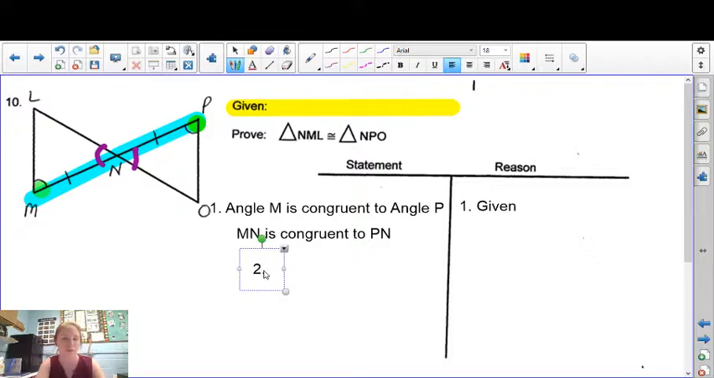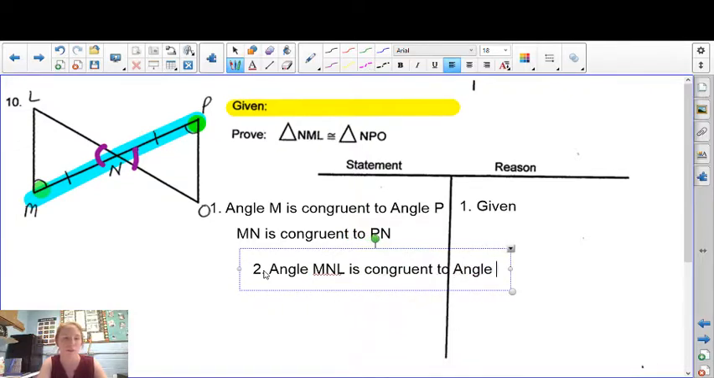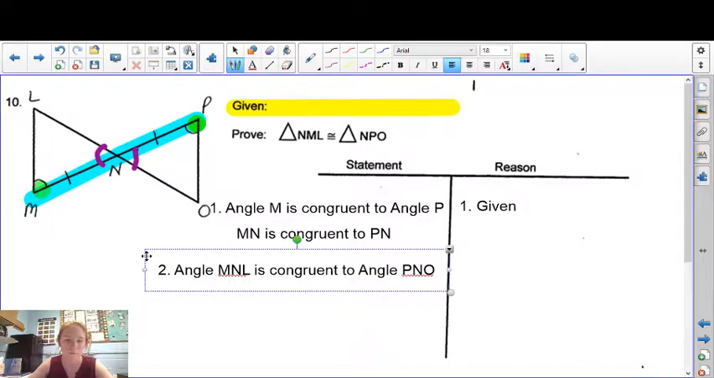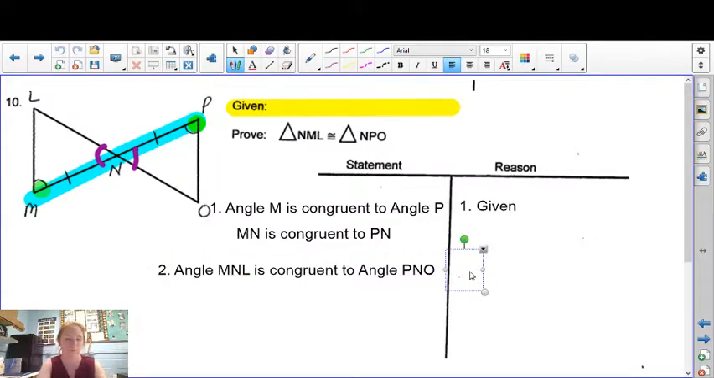So for 2, I'm going to say angle, and I can't say angle N because there's lots of stuff going on in N. So I'm going to be strategic and go based on what I already have being equal. Angle MNL is congruent to angle PNO. And what's our reasoning? Well, they're our bow tie. They're vertical angles. And vertical angles are always congruent.